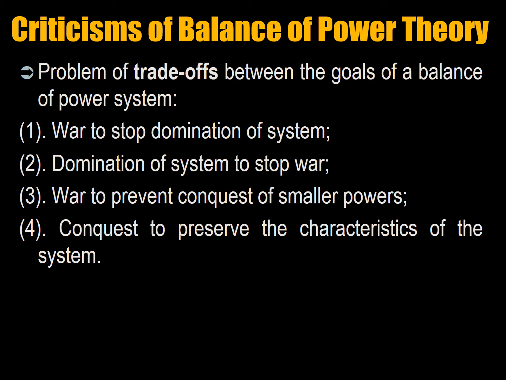Number three, you could have a war to prevent the conquest of smaller powers. The U.S. intervened to protect Kuwait against Saddam Hussein's Iraq. England declared war to protect Poland. Number four, you could engage in conquest to preserve the characteristics of the system. This is the Brezhnev doctrine. The Soviet Union invaded Czechoslovakia in 1968 as a warning to other communist countries not to liberalize, in order to preserve the balance of the system.